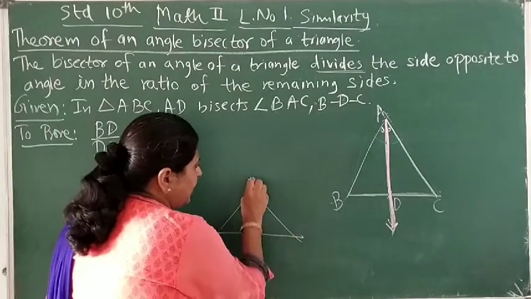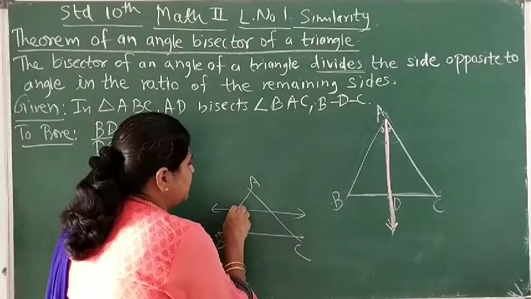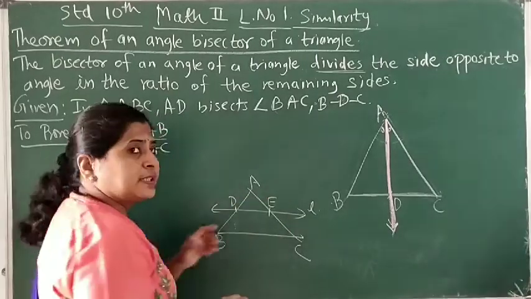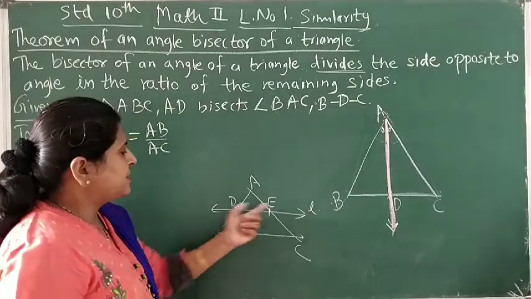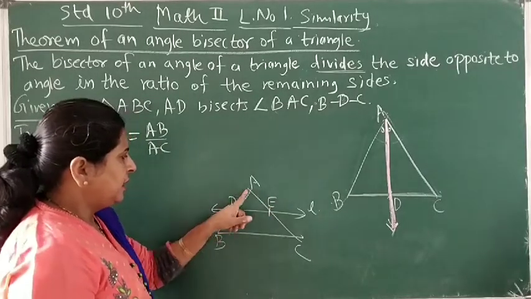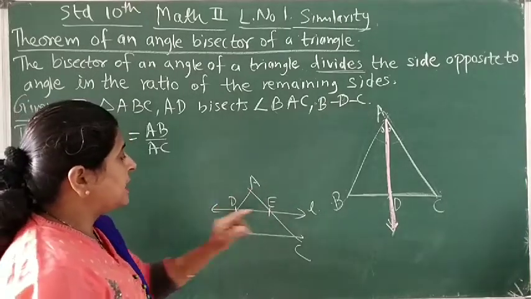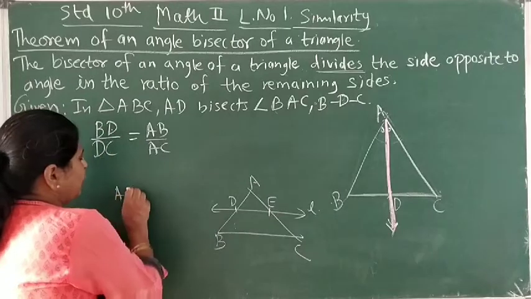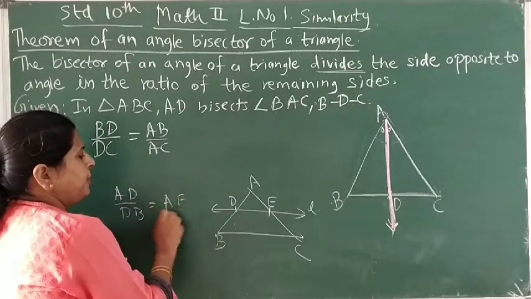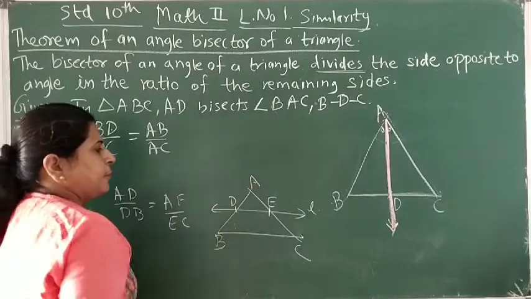If any triangle ABC has a line L intersecting two sides at points D and E, which we have seen in the previous video, and it is parallel to one of the sides, BC, then it divides the remaining sides into equal ratios. So we know that AD upon DB is equal to AE upon EC. We have seen this basic proportionality theorem.